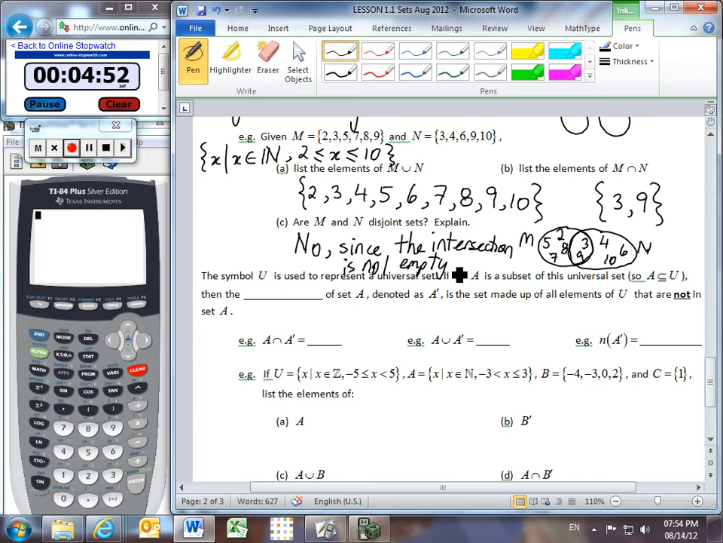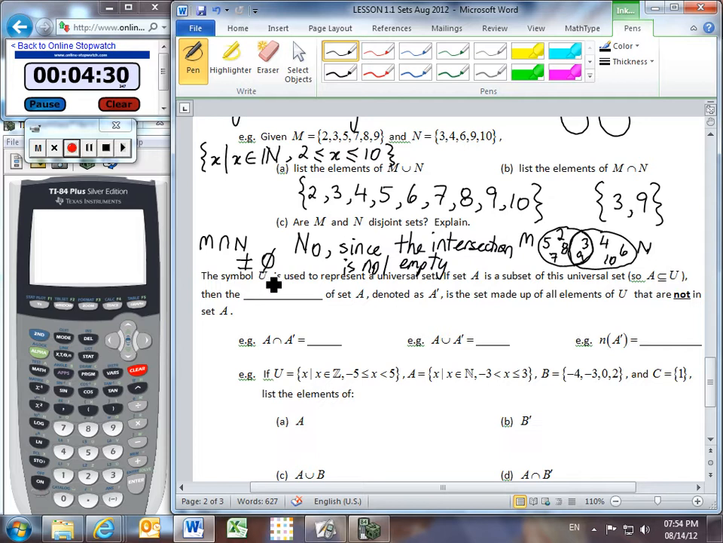Or if you wanted to say this in mathematical notation, you could say no, because M intersection N is not equal to the empty set. That would be another justification for explaining why M and N are not disjoint sets.